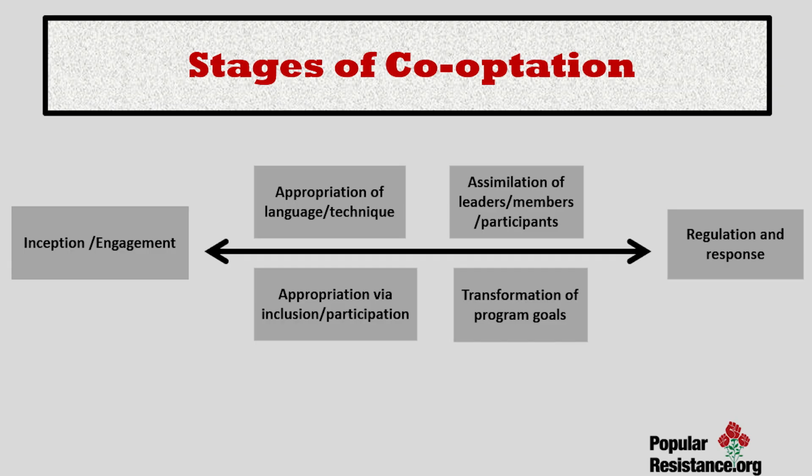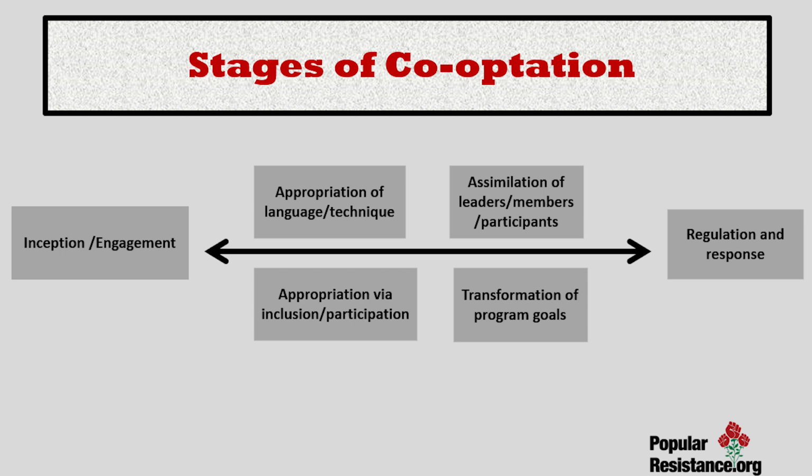Interesting. So co-optation can be divided into stages. They aren't pure stages. It's not like the power holders say, oh my gosh, here's a big movement and we have to co-opt it, so first we're going to do this. Sometimes they do say that, but it doesn't always happen that way, and stage is the wrong word.